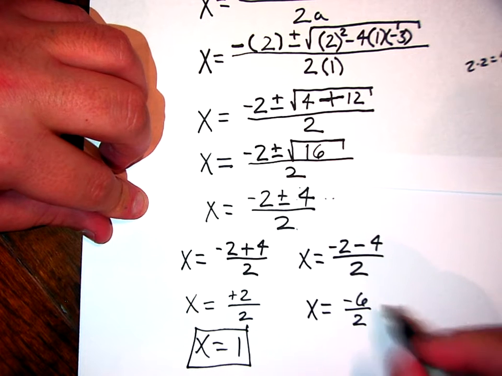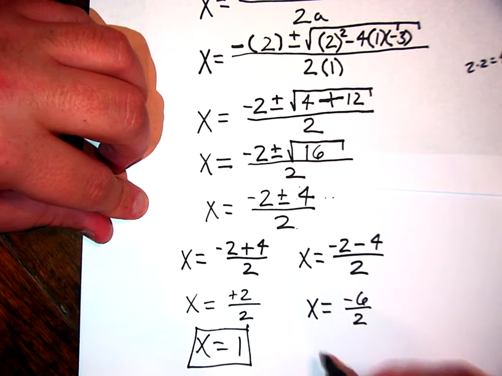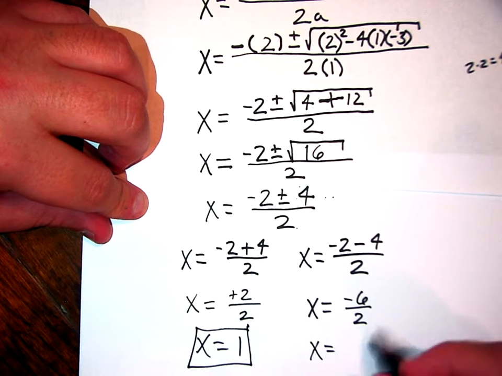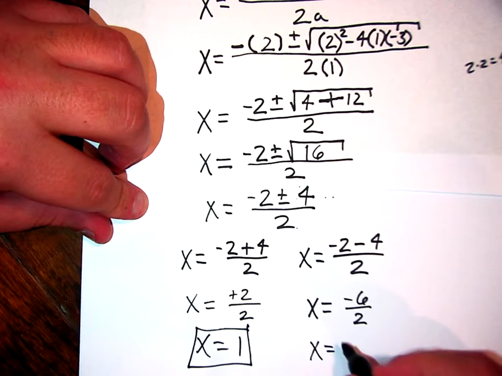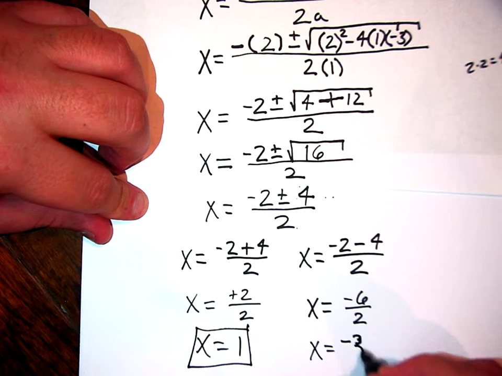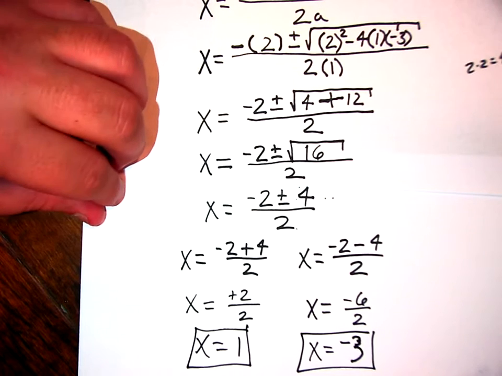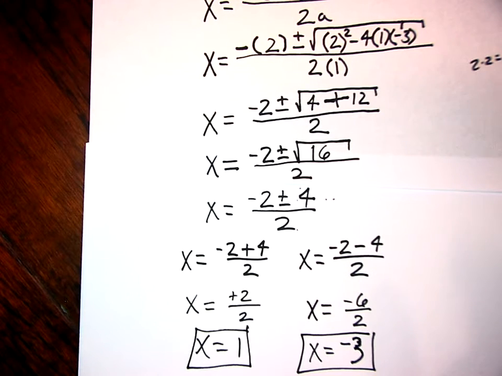So we can simplify this fraction one more time. Let's go ahead and simplify and reduce that fraction, and we'll get negative 3. Okay, negative 3. So that's my second answer. And that's it. That's using the quadratic formula.